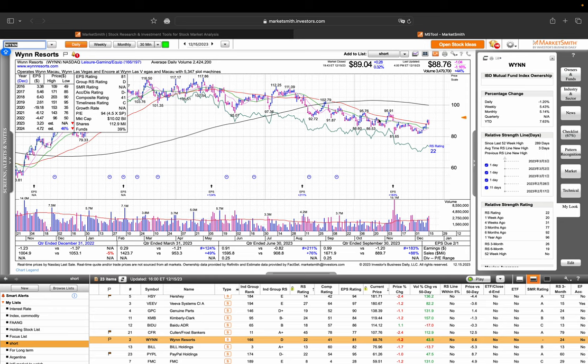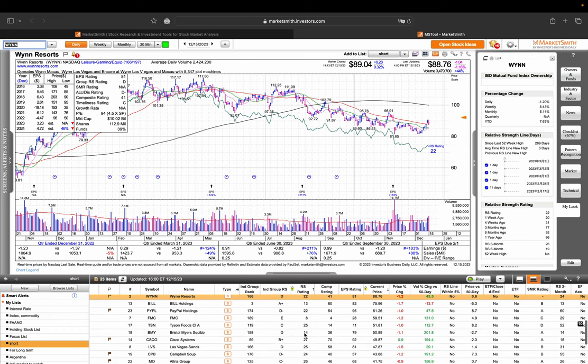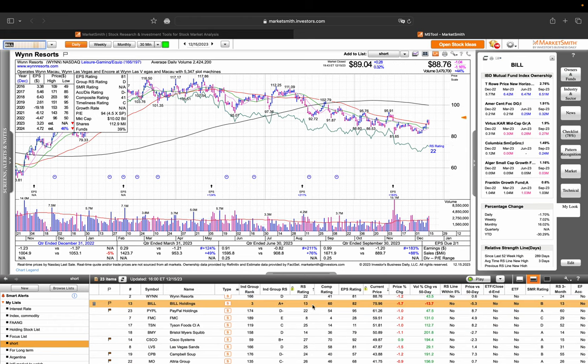Basically it's the same thing I'm looking at. The price seems to be pressed down by the 50 DMA. Sometimes it goes up high, but it drops, hits the 50 DMA and drops. Hits, drops, and hits. Now what? Probably drops. That's what I'm seeing. So let's go next. The Bill.com.